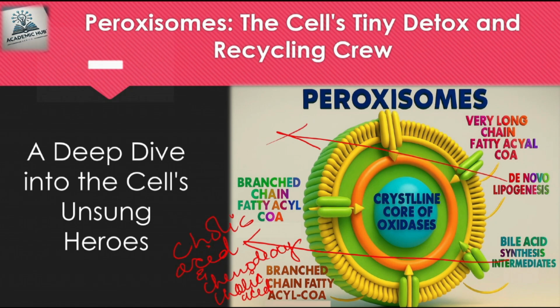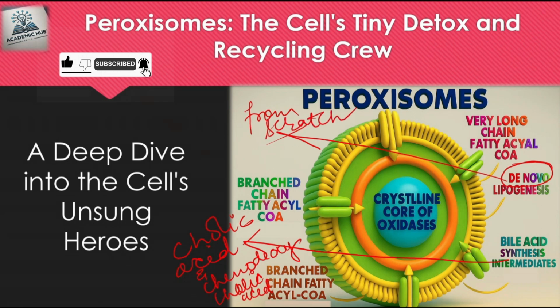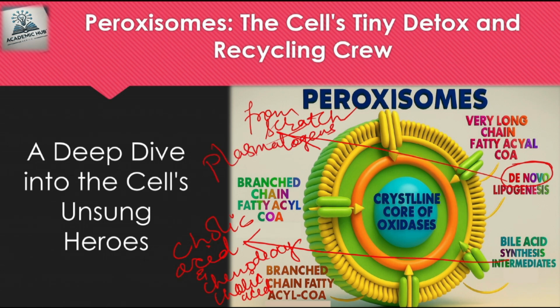Next is de novo lipogenesis. De novo means from scratch and refers to the peroxisomes' role in creating certain lipid types. For example, peroxisomes are vital for synthesizing plasmalogens. Plasmalogens are a special class of phospholipids that are a critical component of cell membranes, especially in brain and heart tissues. A deficiency of plasmalogens can lead to severe developmental and neurological disorders.